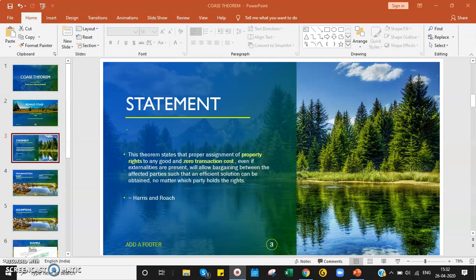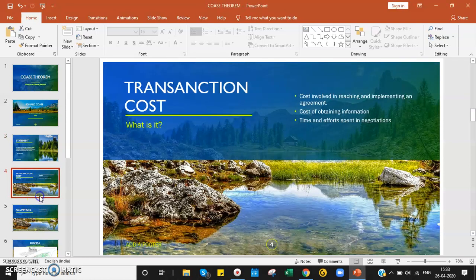Now in this statement we have already come across a few terminologies like property rights, bargaining, affected parties. But what we have not come across is the term transaction cost. So let's see what a transaction cost is. A transaction cost is the amount involved in reaching and implementing an agreement. It also includes the cost of obtaining information of costs and benefits. It also includes the time and effort spent in negotiations.